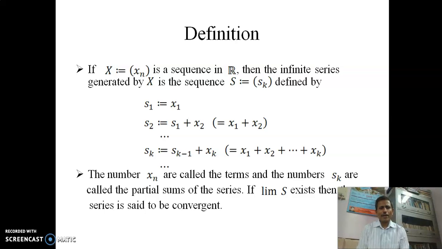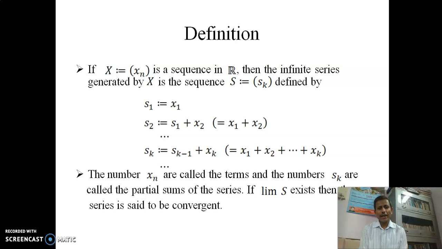Definition. If x = (xn) is a sequence in R, then the infinite series generated by x is the sequence s = (sk) defined by s1 = x1, s2 = s1 + x2. s1 means already x1, so s2 means x1 + x2. That means the sum of the terms up to the second term.